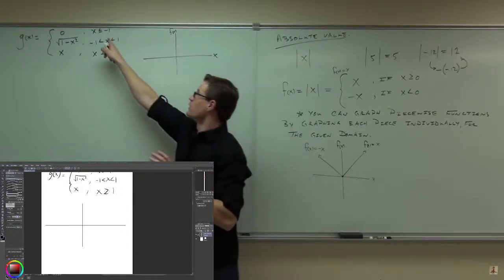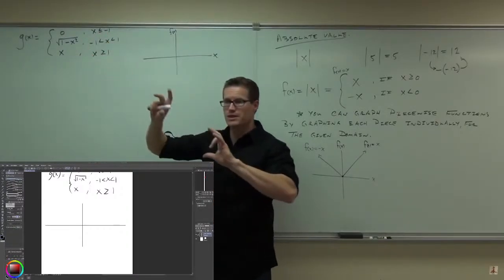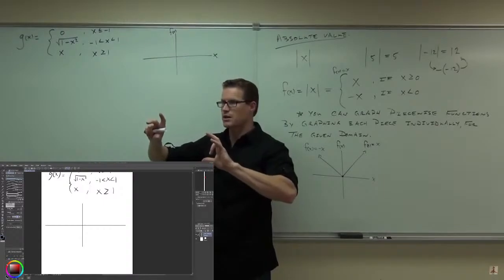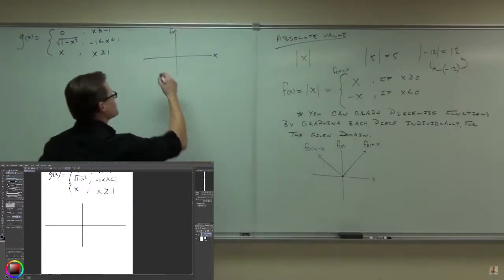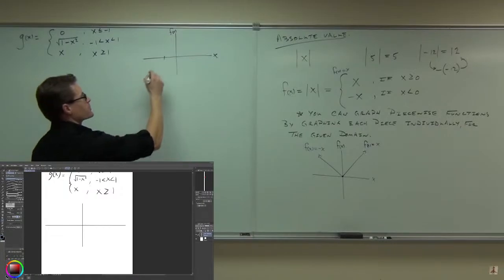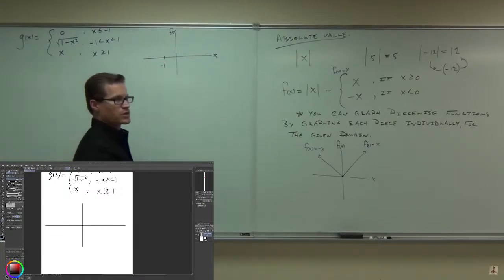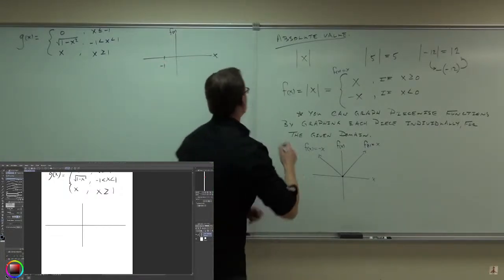I care about the -1 because that's where we're going to trade off between one piece and the next piece. Do you get what I'm saying? I want you to find the places where you're switching between functions. One place is at -1. Where's the other place? Sure.